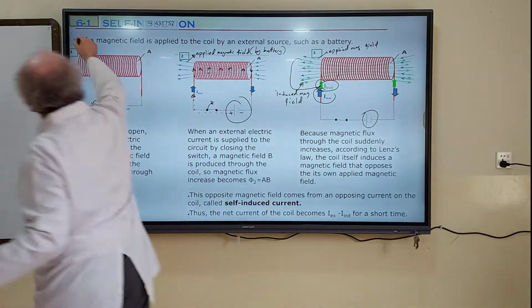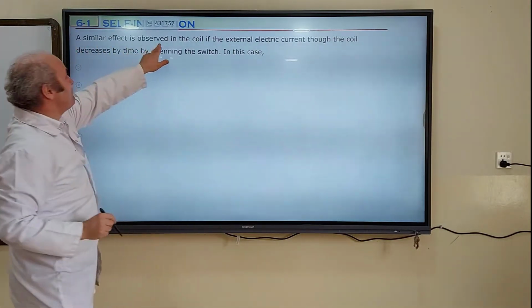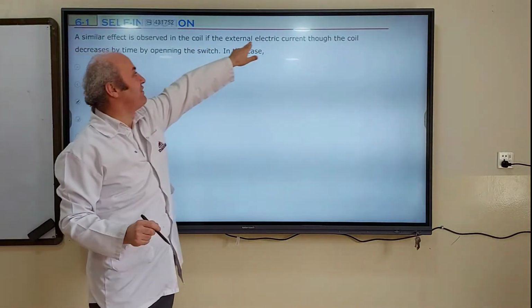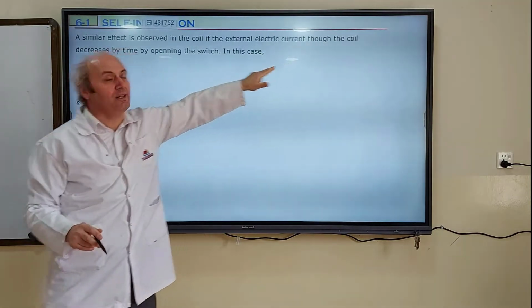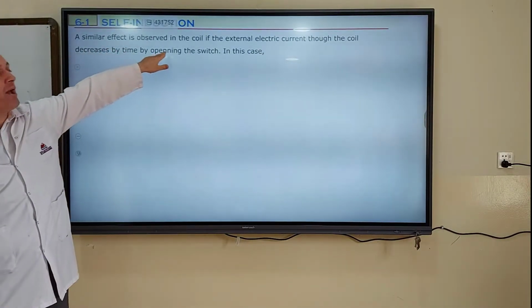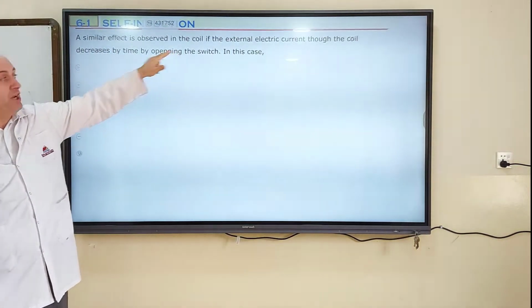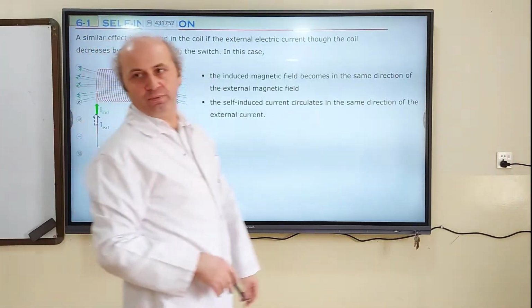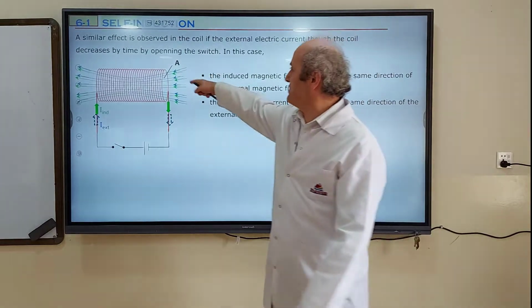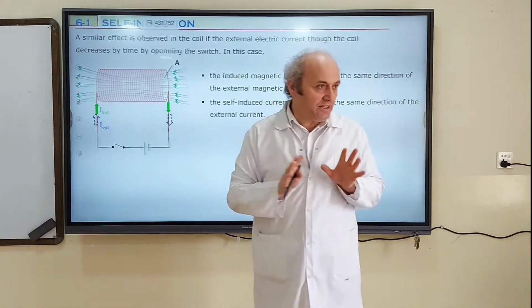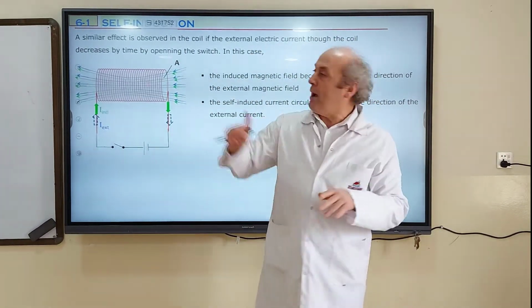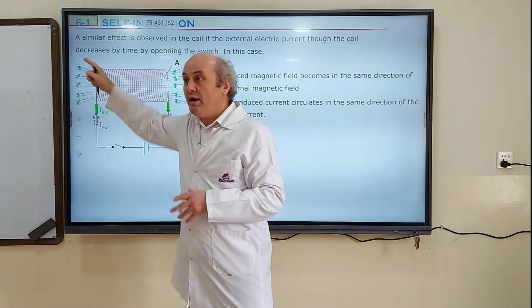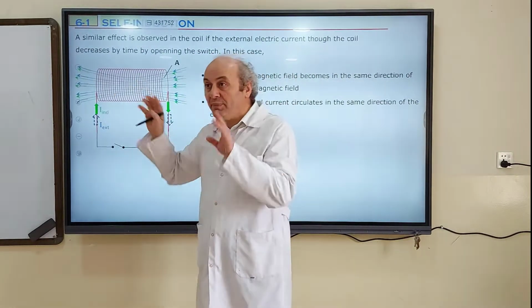Now, I will explain that. A similar effect is observed in the coil if the external electric current through the coil decreases with time by opening the switch. So in this case, these two magnetic fields will be in the same direction. These two magnetic fields, blue and green, will be in the same direction. The applied field, which is blue, and the induced magnetic field, which is green, will be in the same direction.